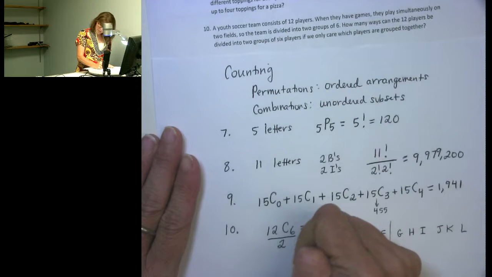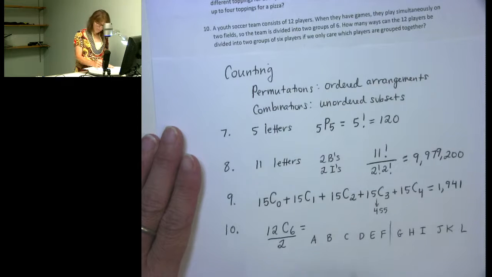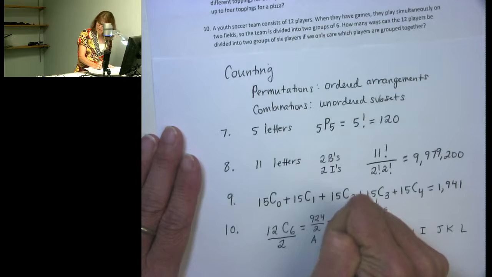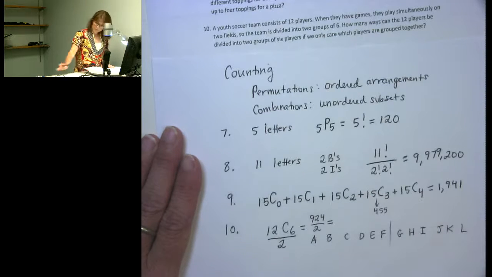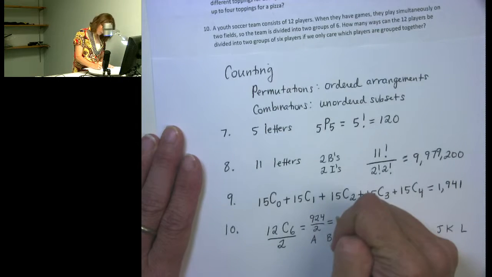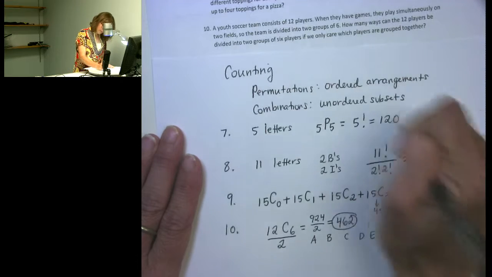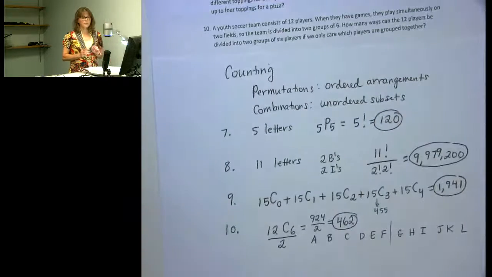And so what this should give me is 924 divided by 2, which is, let's see, 462 would be my correct answer. As I say, that one's a little tricky because it seems very straightforward when you first think about it, but it results in double counting if you just do the number of combinations.